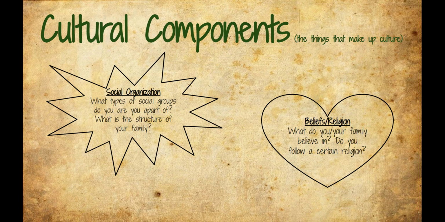Social organization is what types of social groups you are a part of and what is the structure of your family. So social groups can be anything from even a church group to Boy Scouts to Girl Scouts to a sports team or even like a community organization that you or your family belong to. And then the structure of your family, who you live with, who you consider to be your family? Do you have step parents or cousins or brothers and sisters? That would all be part of your social organization or the people who you surround yourself with.